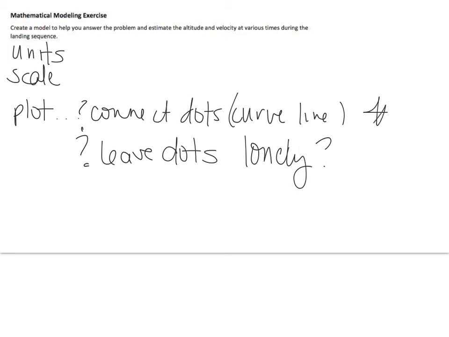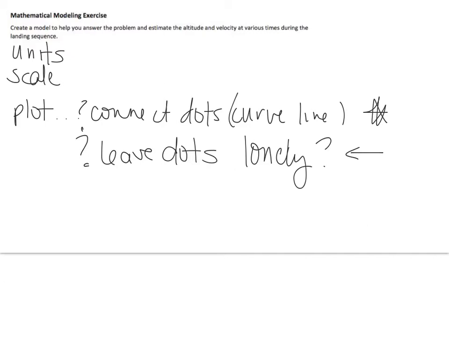I would connect dots. Leaving them lonely makes it like, if we graphed it, that means the rover is here, and then it's here, and then it's here. That's not really how it works. The rover would be floating down on a curve. But I don't know what that curve looks like yet, so don't do that. So we're definitely going to connect some graphs.